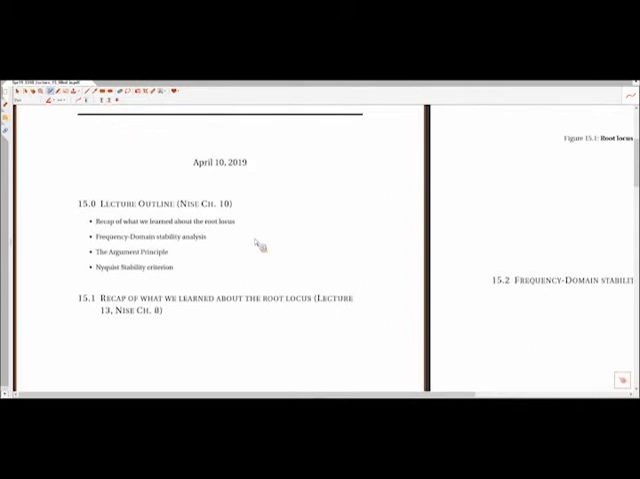It basically allows you to see cancellations between poles and zeros much more easily, because that turns into bends in the magnitude or phase, and then those bends cancel each other out when you have a pole and a zero really close to each other. All right, so we're going to go through and talk about this.